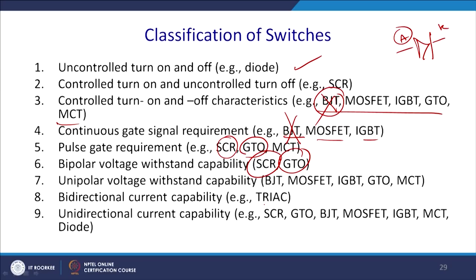Unidirectional current capability can be done with SCR, GTO, MOSFET, IGBT, MCT as well as the diode. These are a few takeaways from today's class about these devices. So we have to choose a device based on the application. This is one way to find out which devices will be suitable for our applications, one of the classifications.